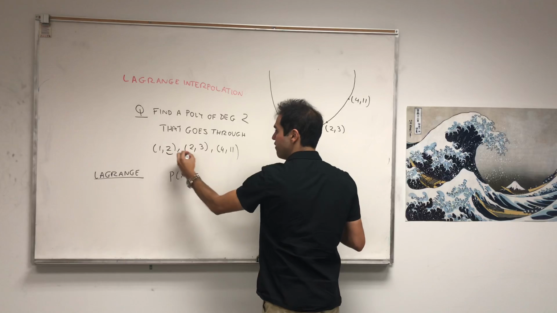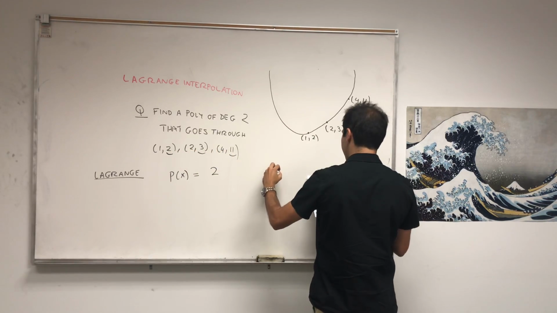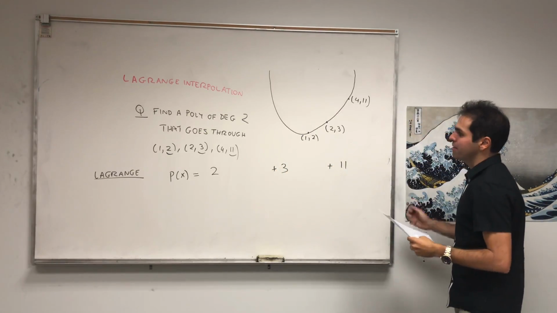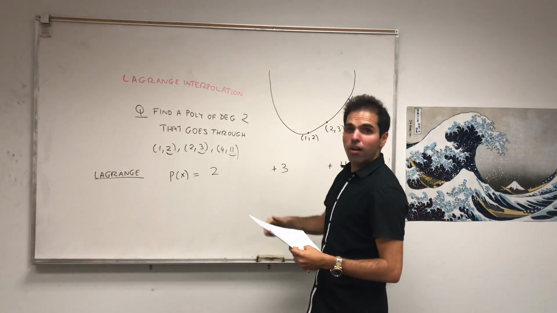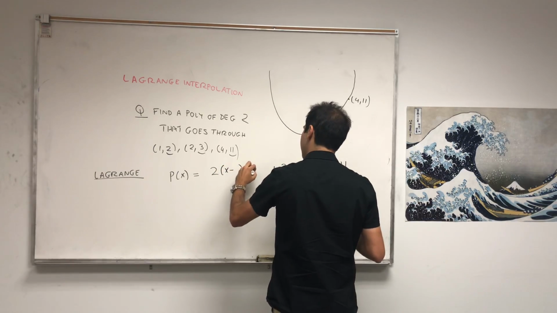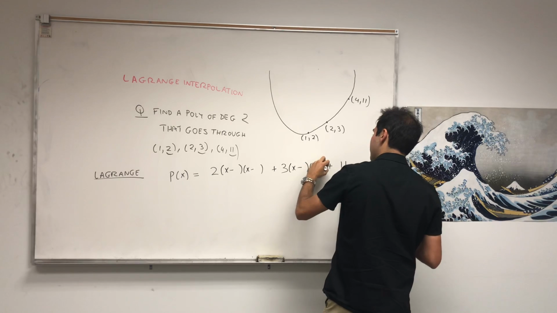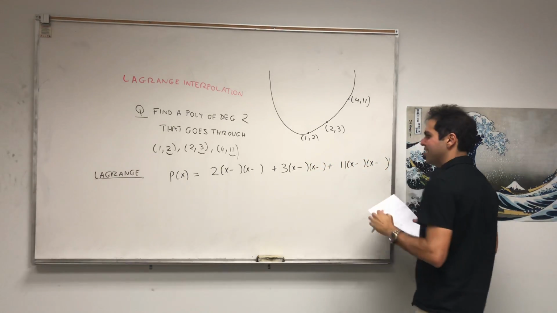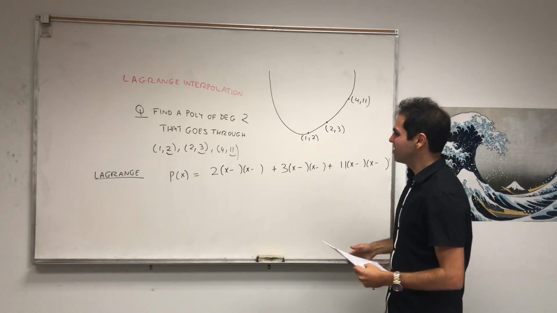First of all, we have the outputs, 2, 3, and 11. So it's 2 times something plus 3 times something plus 11 times something. Then, because you want to have a polynomial of degree 2, you do x minus something, x minus something, for each term. And usually it's written as this really abstract formula, but let me make this concrete.